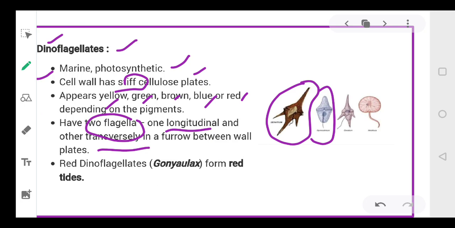For example, you can easily see the red dinoflagellates, and when they are large in number, they will give the water an appearance of red color. If they are present in large quantity in the water, the water will start appearing red, and that is why we can say red tides are there.